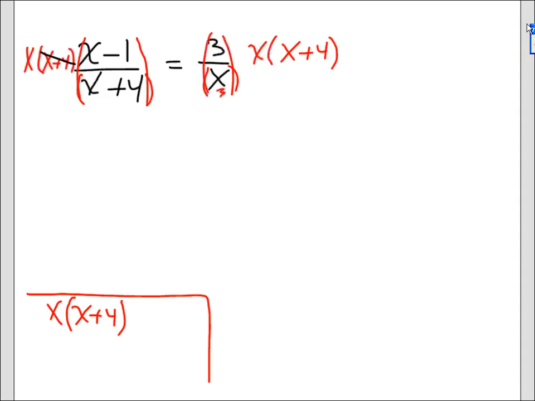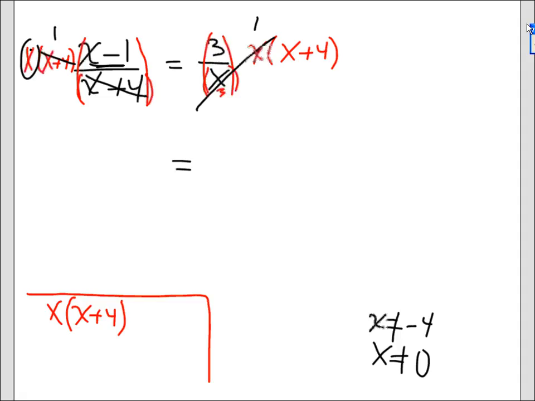Coincidentally, the x plus 4 cancels out to 1 so long as x is not -4. So if I get negative 4 in the end, I reject that answer. And here, x over x is 1, provided that x is not 0. 0 over 0 is not 1. Alright, so now I distribute. I multiply the x by x minus 1, which is x squared minus x. And then I multiply the 3 by x plus 4, which gives me 3x plus 12.